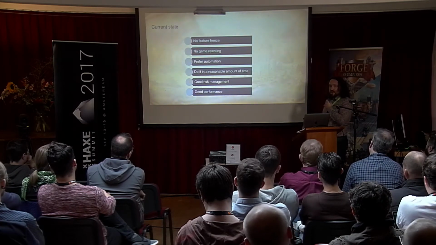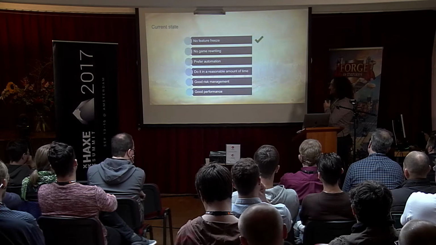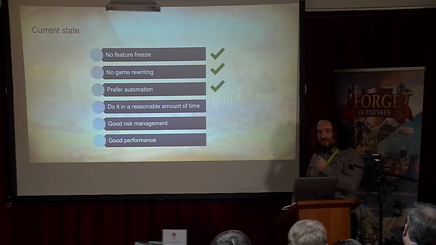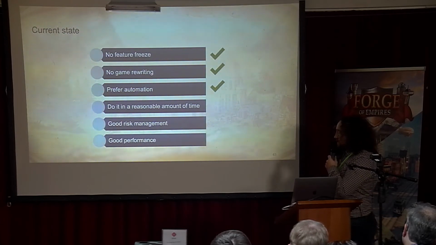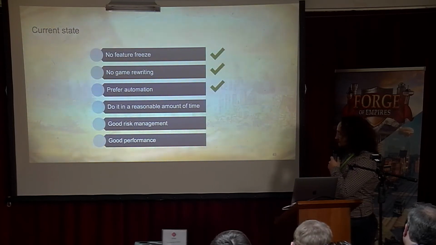If we look back on the goals that we set for ourselves at the beginning, we can clearly see that we don't have feature freeze. Basically, all the ActionScript features that we have at this very moment are also in the HTML5 clients. No game rewriting. Prefer automation. I guess we even overdid this because we didn't believe at first that we could have the conversion fully automated. We also expected to have automation to a certain extent and then do some manual changes, but we actually did it even more than we expected. And that was a really nice achievement, which allowed us to do lots of other things later.